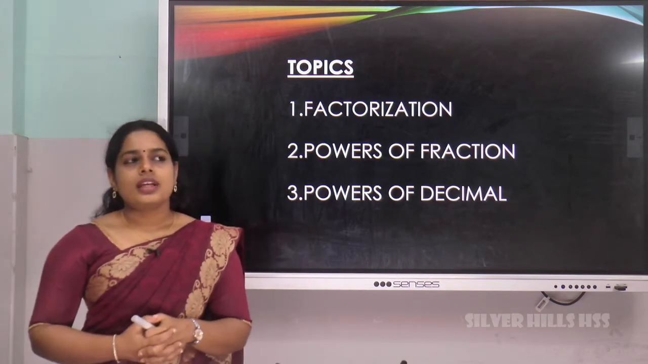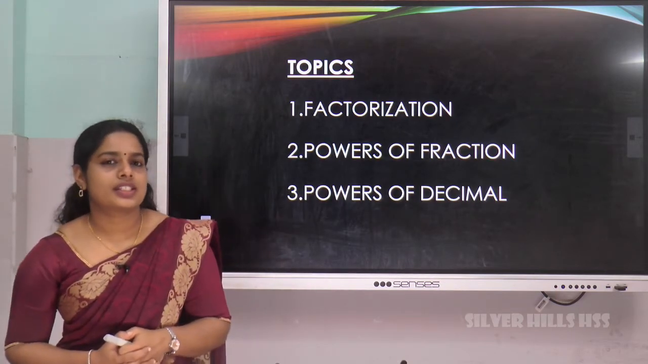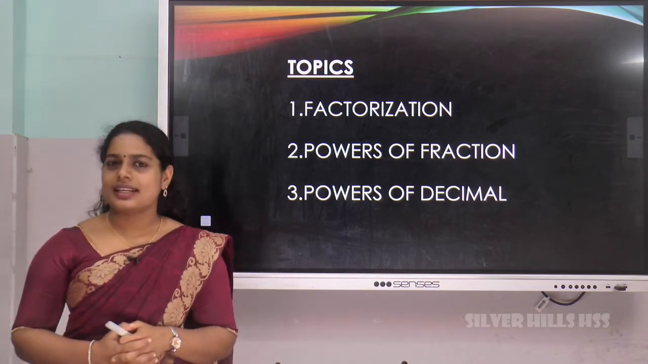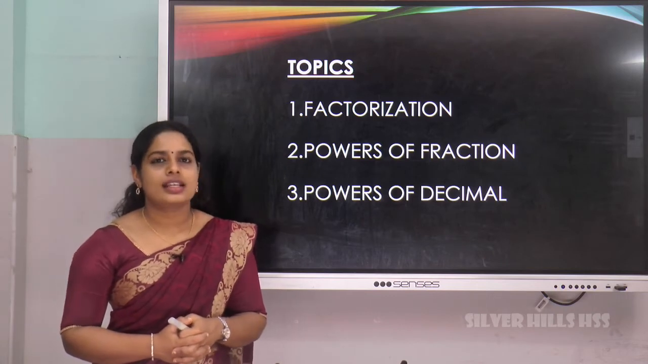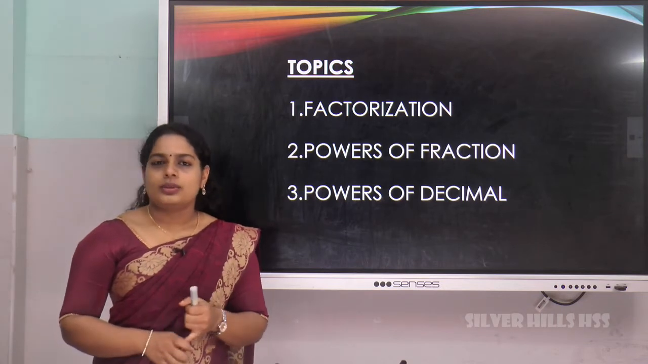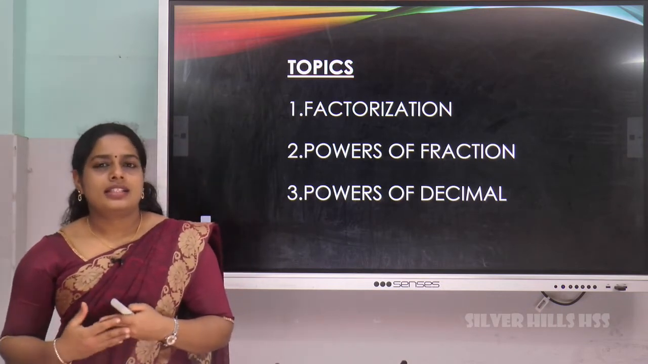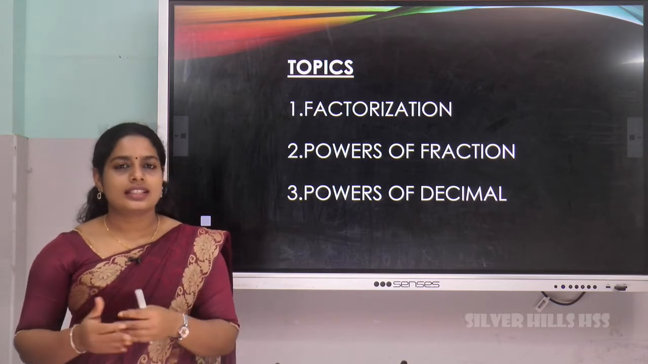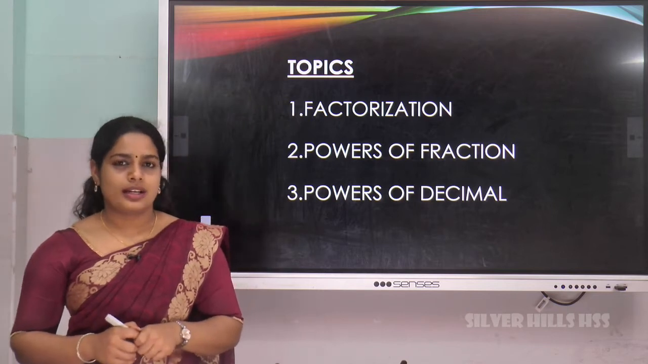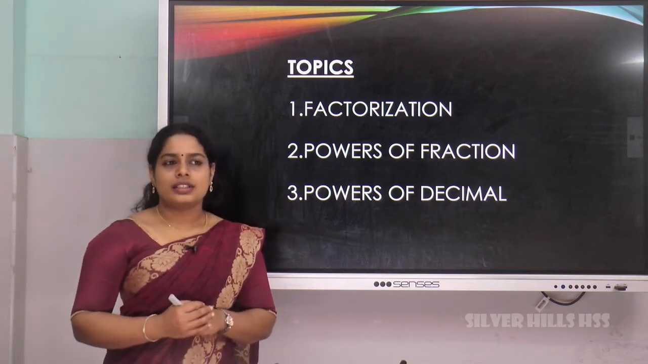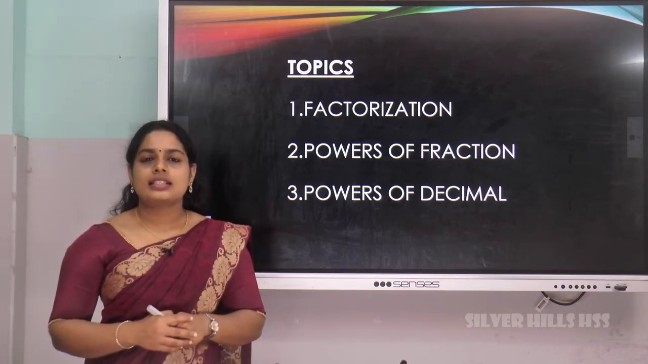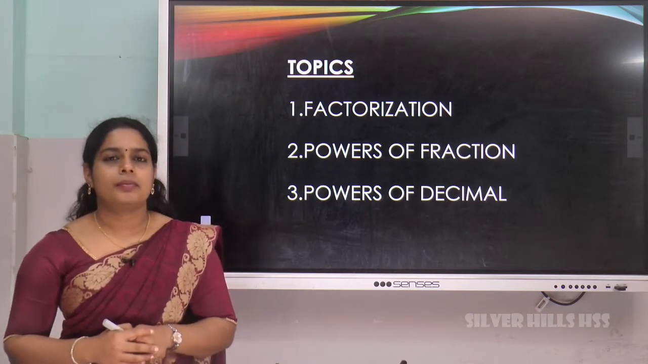Now before telling about factorization, we need to tell about prime numbers. What are prime numbers? Prime numbers are the numbers which have factors 1 and the number itself. For example, 2, 3, 5, 7, 11, 13, it goes on like this. These numbers have factors 1 and that number only. So factorization means any natural number can be expressed as a product of powers of prime numbers.